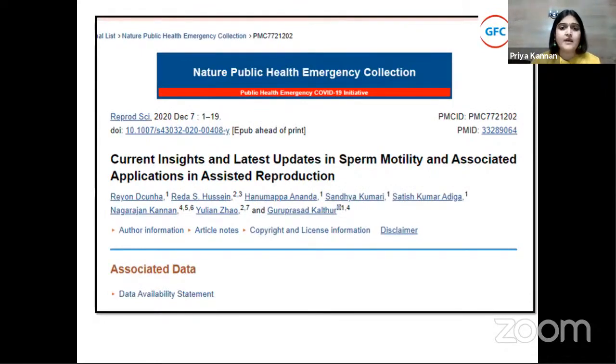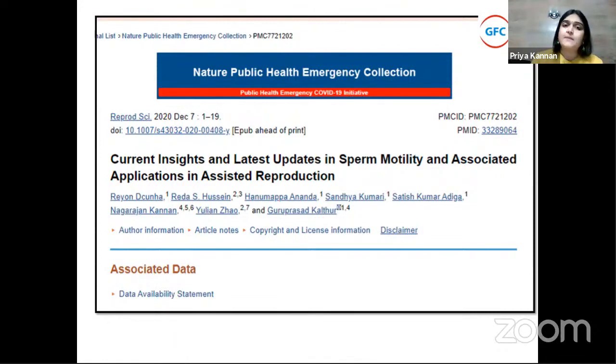This is one paper that I would suggest you go through. It has been published by our own group from Manipal, by Dr. Guru Prasad Kaltur and Satish Adiga and his group. This gives you quite good information on all the current insights and the latest updates in sperm motility and its associated applications in sperm reproduction.